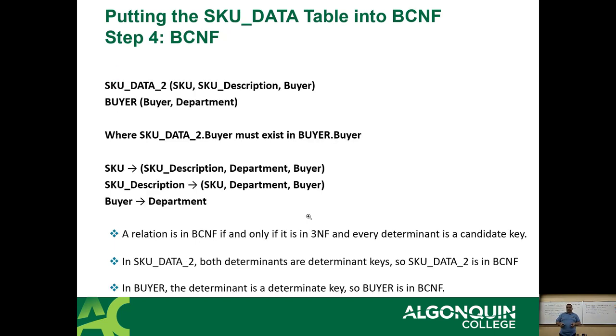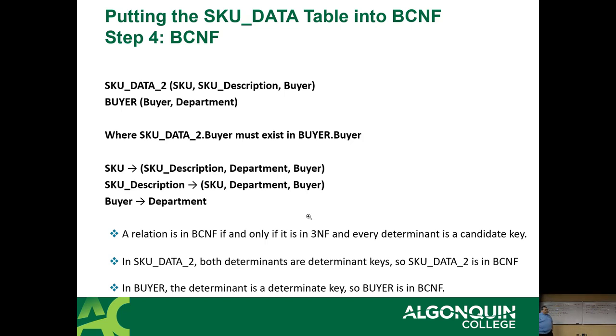This is where we start having problems. If the SKU data, as described earlier, the problem is that the buyer must exist in SKU data too. The SKU description depends on the SKU, but the SKU description can also determine them, so this is the case where the SKU could determine these three, or the description could determine those three. Based on how the data was set up originally, either of those. Let me go turn off that light, hang on, because it's really bleaching the screen.